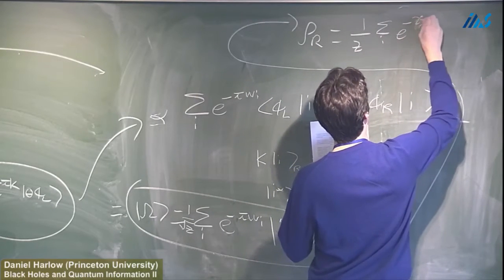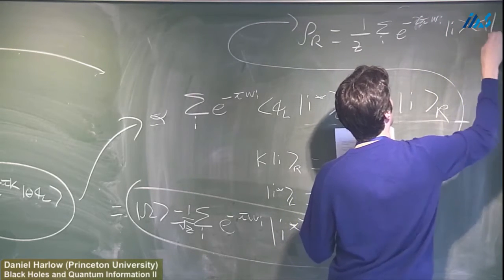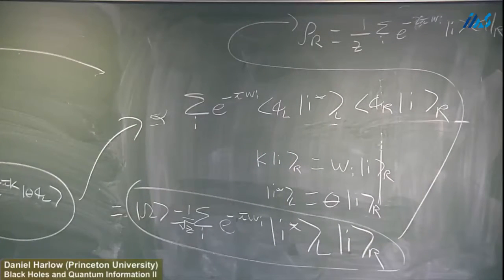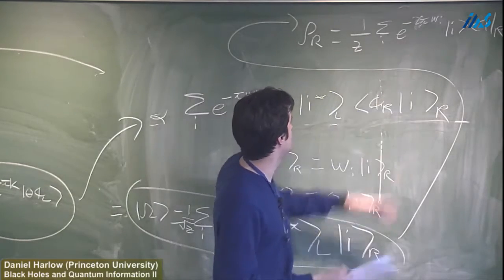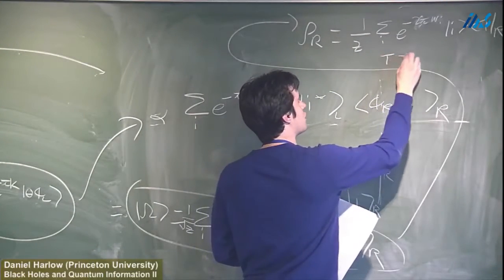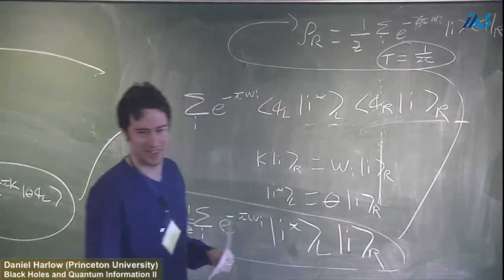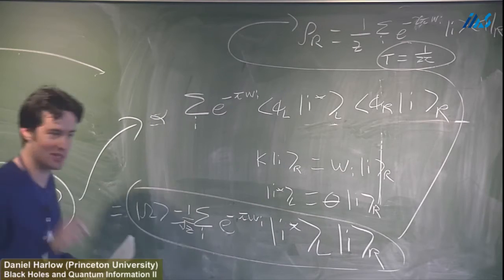e to the minus 2 pi omega I. Okay? And this is a density matrix I guess we all like. This is the canonical density matrix of the thermal distribution. This is the Boltzmann, the thermal density matrix, if you make the identification that the temperature is 1 over 2 pi. Now, you may ask why the temperature is dimensionless, and I'll comment on that a little bit later in the talk.